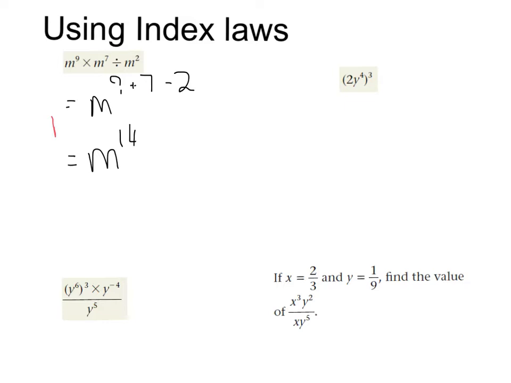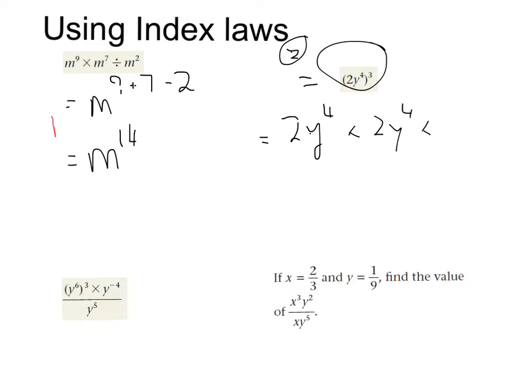When we come over to this next question, we'll call this question number 2. 2y to the power of 4, all to the power of 3. Now guys, there's a couple of ways of looking at this question. I might just do this the long way first. 2y to the power of 4 times 2y to the power of 4 times 2y to the power of 4. Does this look familiar? Well, it should. It's the same as 2y to the power of 4 cubed, because there's 3 of them.